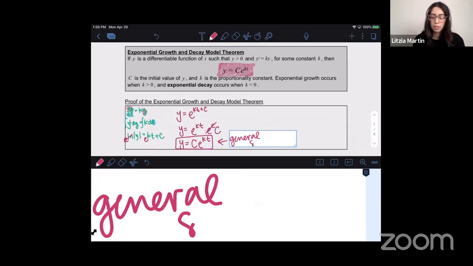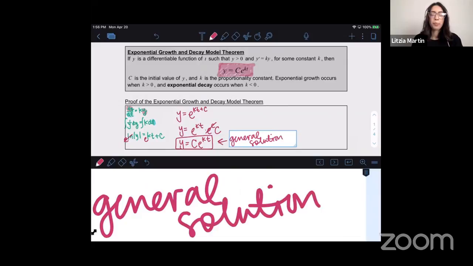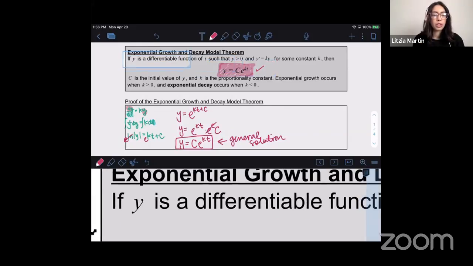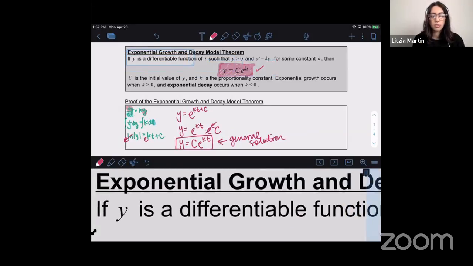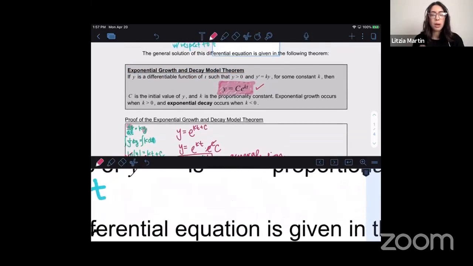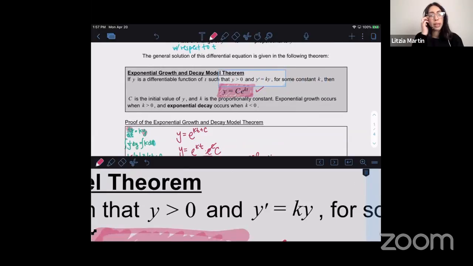So that proves this theorem. We've shown how we can go from this y, which is a differentiable function of t, where y prime is equal to ky, to y equal to c times e to the kt. So that means that y is an exponential function.